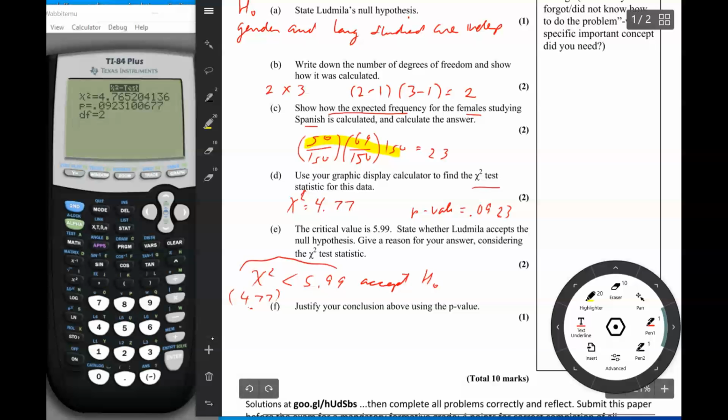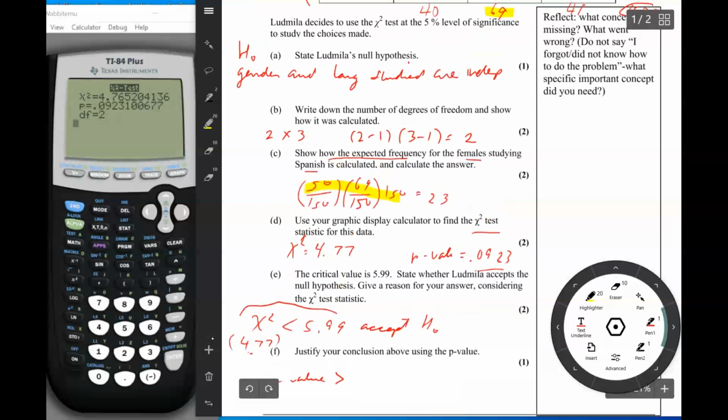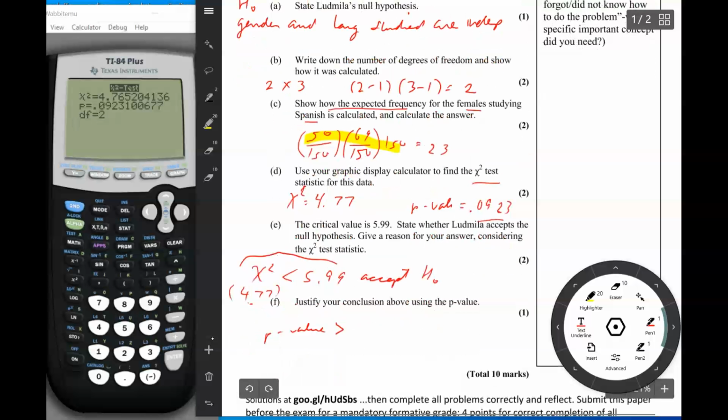Justify your conclusion above using the p-value. So using the p-value of 0.0923, the p-value is greater than the significance level of 5%. The significance level is the threshold used to figure out whether you accept or reject the null hypothesis, depending on the p-value. Okay, this you can do even if they don't give you the critical value. You can figure it out using the p-value. Okay, so using the p-value, I know that 0.0923 is greater than 0.05, which is the significance level, right, of 5% converted to a decimal.